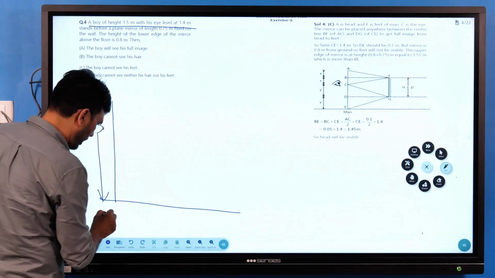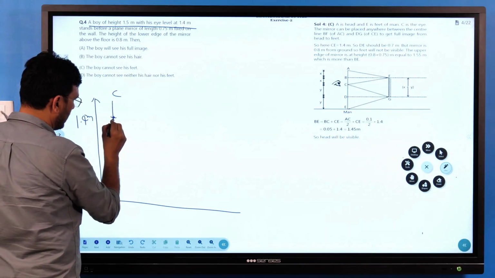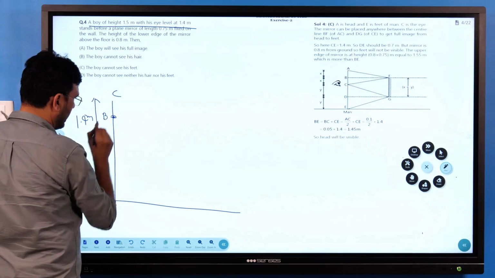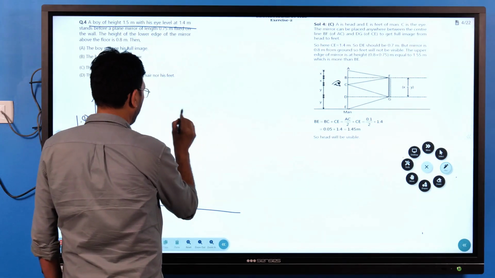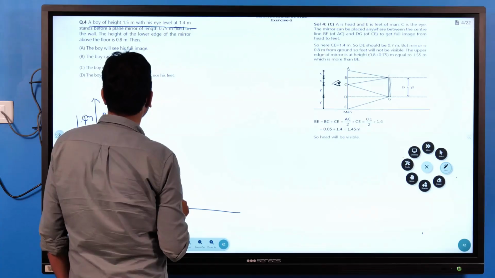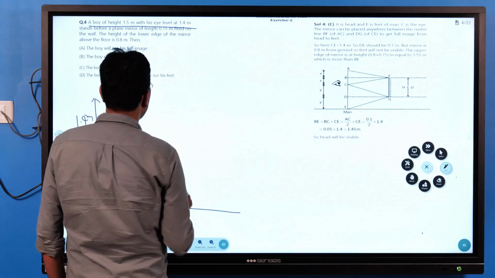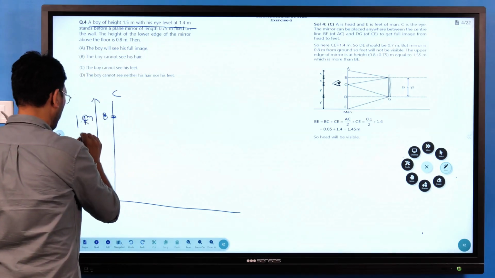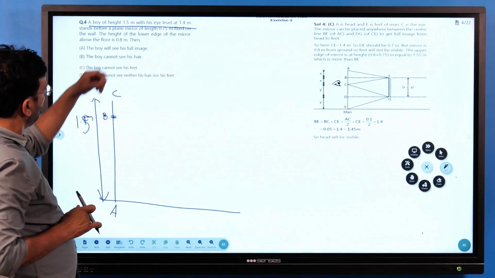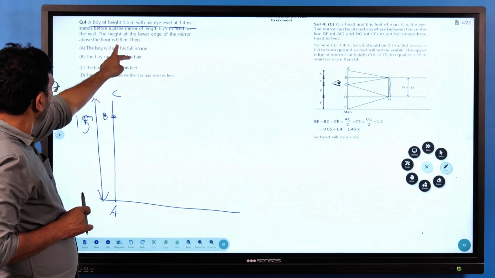And let's say AC is the height of the boy. Here he is having eyes. Eyes are kept here. And the mirror is kept above the floor. How much is this distance? This is 1.5. So the mirror is kept at a distance of say 0.8 meter.